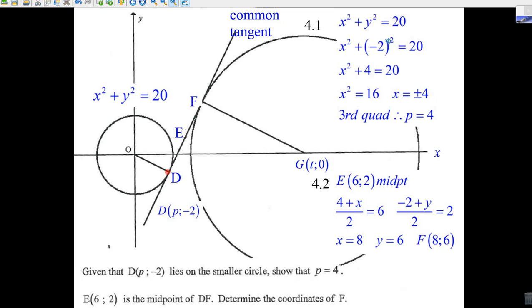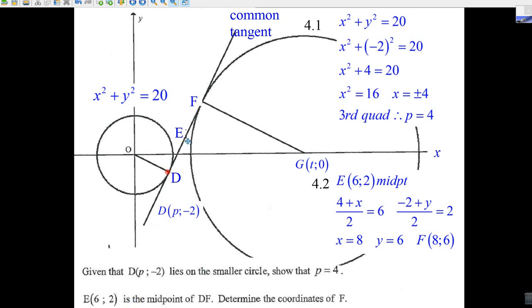We get -2 squared. Well, what is that? That's 4. Take away 4, we get 16. We square root 16, and we get +4 or -4. But it's not going to be -4 over on this side. It's in this quadrant here, so that's why it has to be +4. And there's your answer. Let's see the next one.